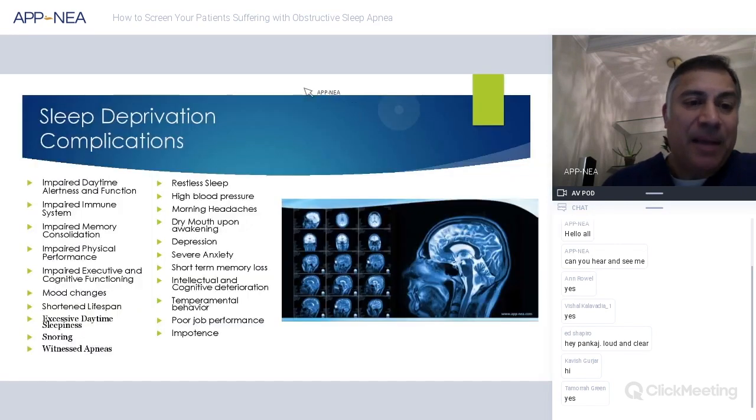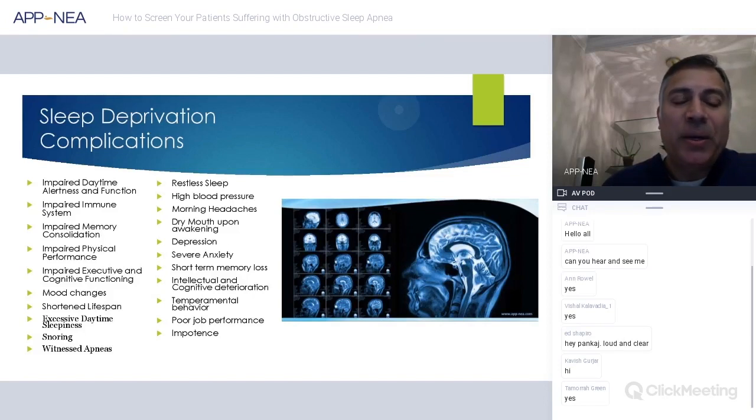So about sleep apnea, let's talk about the complications of sleep deprivation. We went through this, and it's part of your online training. We have tremendous amounts of impaired daytime alertness and function. We have impaired immune system, impaired memory consolidation. By the way, this lecture is available for download. This lecture is also being recorded, so we can have it available for those who didn't get a chance to attend. It's going to be posted on our website, and you can access it anytime.